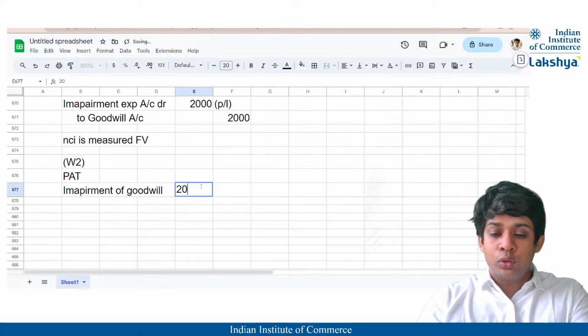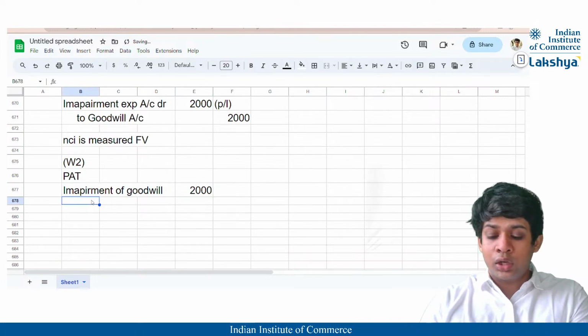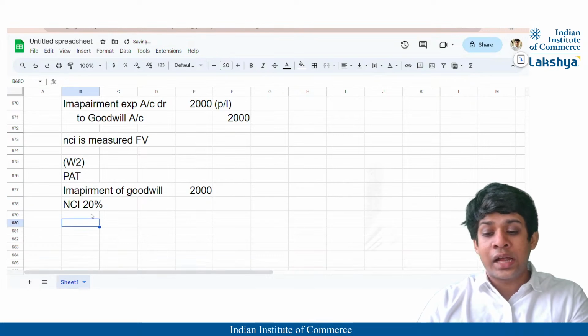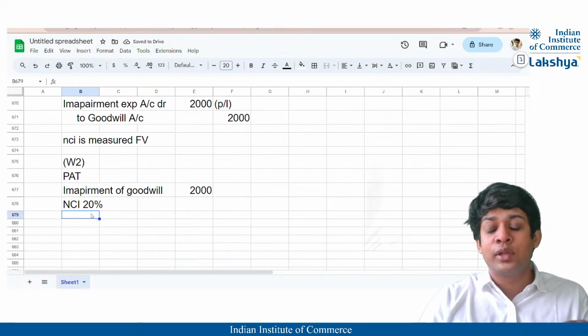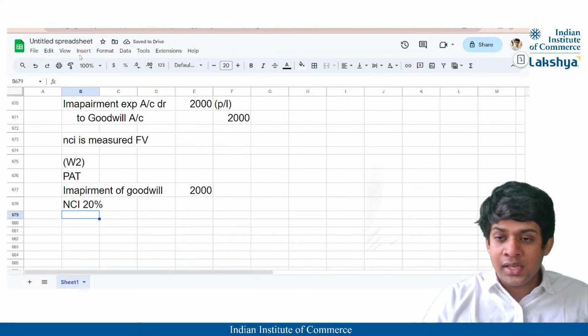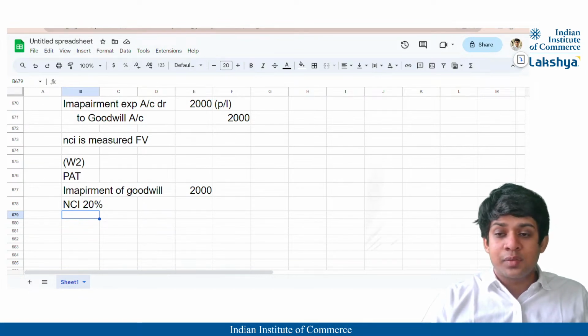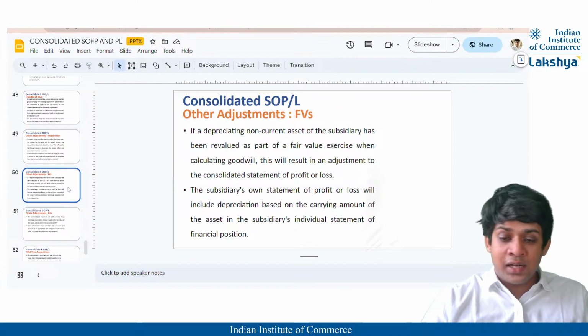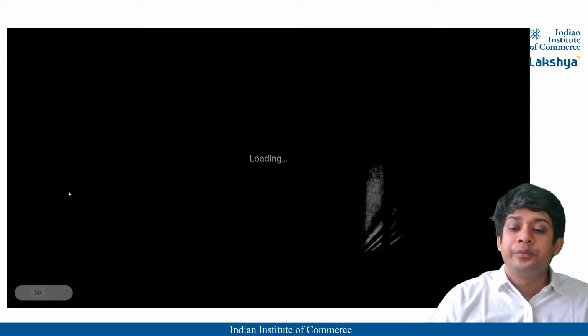Okay, of 2,000, and then eventually whatever is the NCI percentage, maybe 20%, you will take that in your calculation of the profit attributable to NCI. Okay, so that is the adjustment that you're supposed to make. That is what they have explained here. Both of the points are the same things that I've explained.